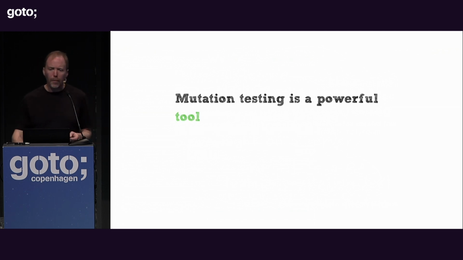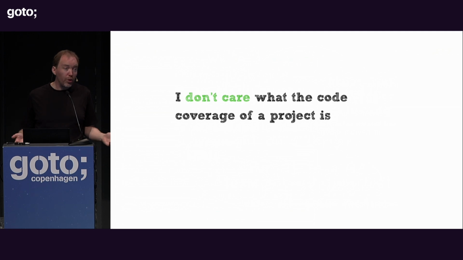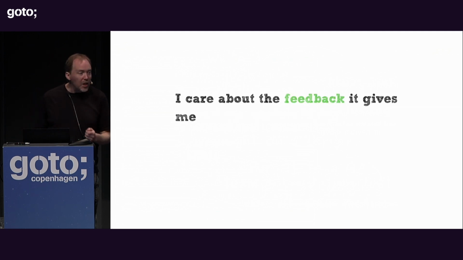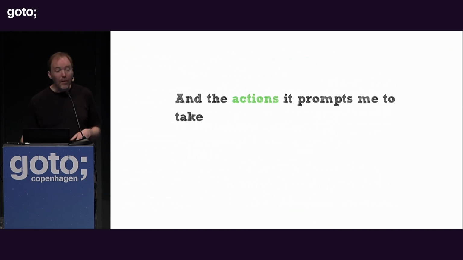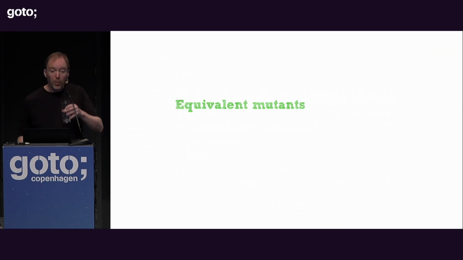So it's a powerful tool. And the important word here is tool. I don't use it as a metric. I don't care what the code coverage of the project is. I don't care what the mutation score is. What I care about is the feedback I can get from mutation testing and what it tells me to do, and the actions it prompts me to take. Which brings us back finally to equivalent mutants.